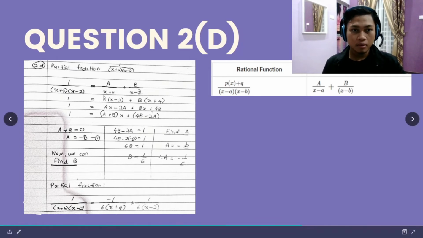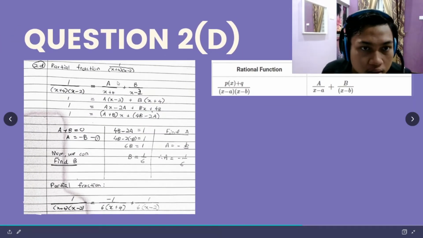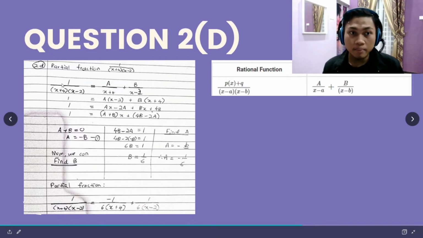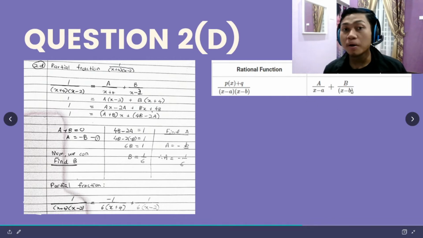Let's go one by one. 1 over (x + 4)(x - 2) is equal to A over (x + 4) plus B over (x - 2). So how do we get this? We just use this partial fraction form and put it back in here. After that, we just find the values of A and B. Just as simple as that. So we just put it in.